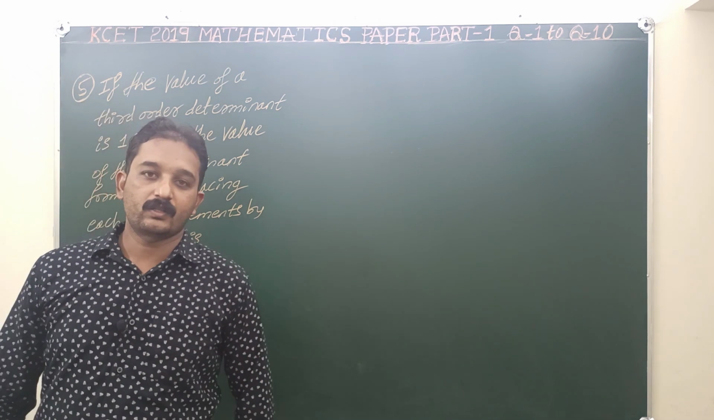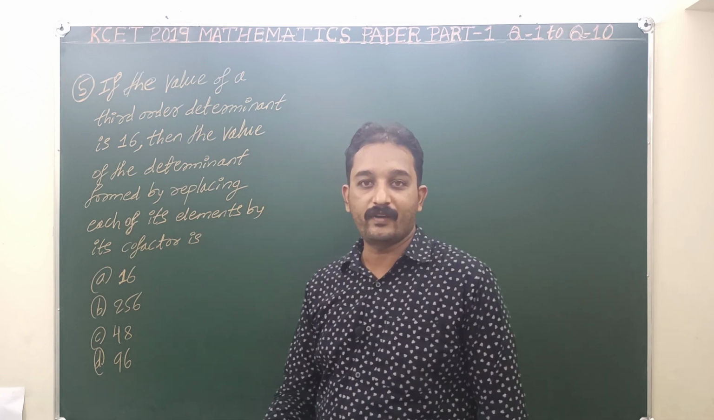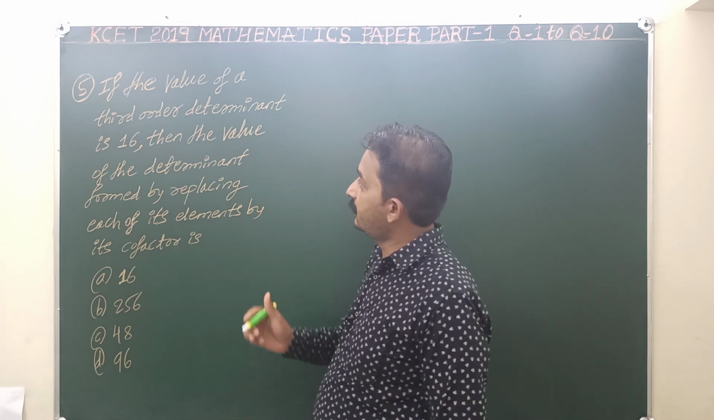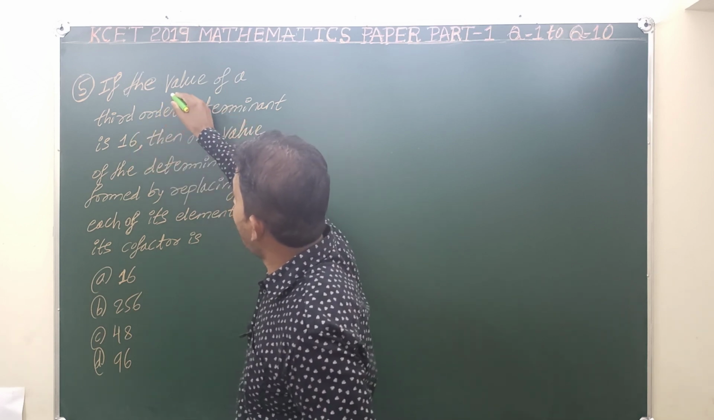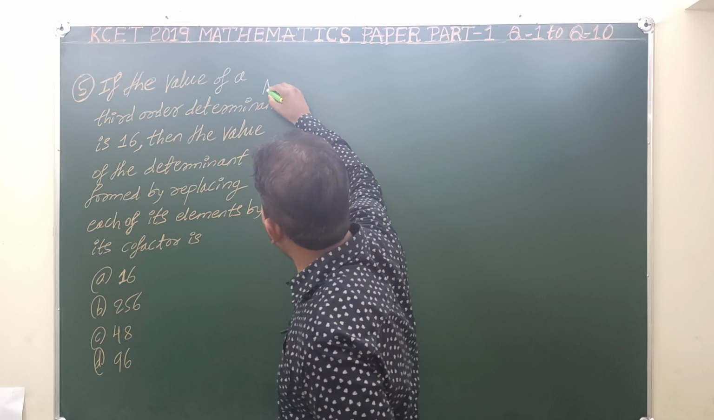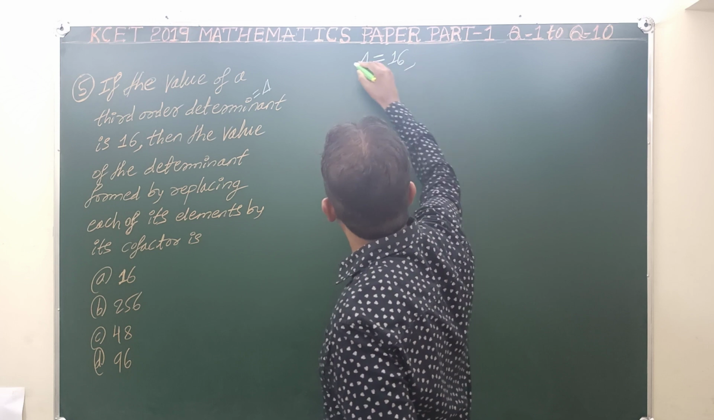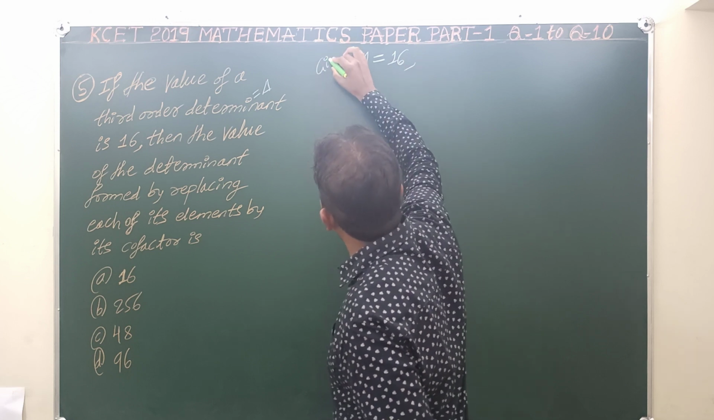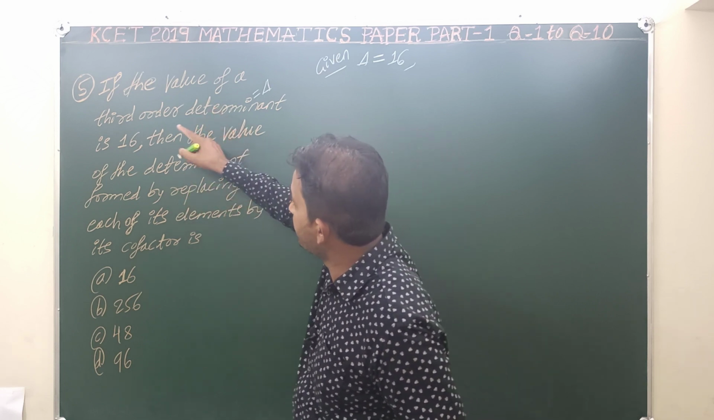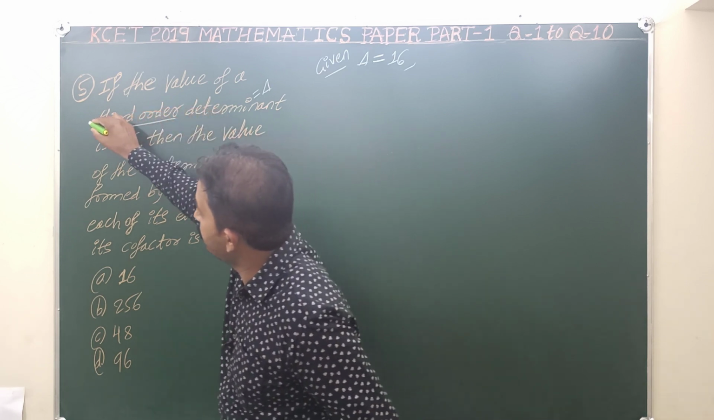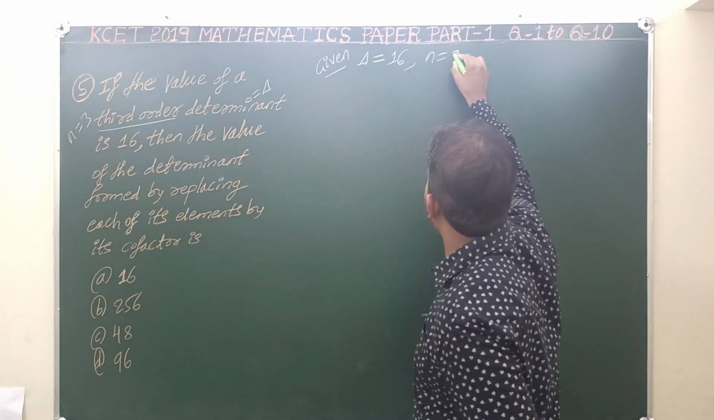Now let us move on to question number 5. Once again, this question is based on the chapter of determinant, particularly the cofactor matrix. Now let us see the question. If the value of the third order determinant is 16, the value of the third order determinant is called delta. Here delta is given as 16, the given data. Here a third order determinant is given, so n is equal to 3, the order of the matrix.